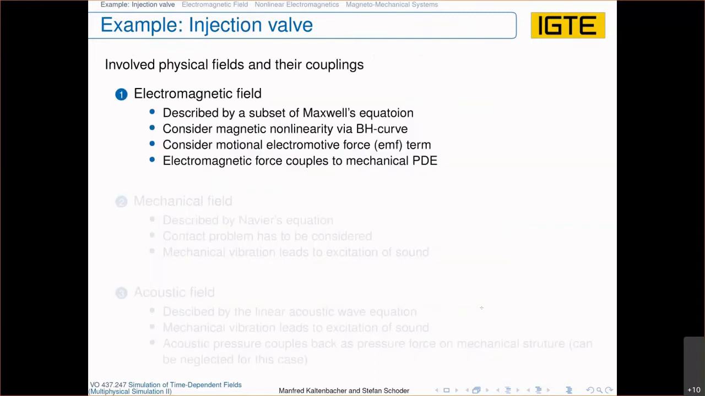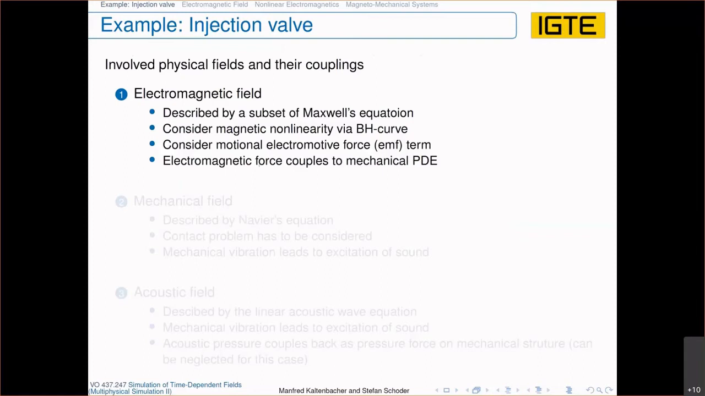So what is involved here? The electromagnetic field. It is a subset of Maxwell's equations. As I have told you, it's the eddy current case. We have to consider the nonlinearity, so the nonlinear BH curve. We have to consider the motional electromagnetic force, so the induced eddy current due to the movement, very important, because these eddy currents also generate a magnetic field acting against the primary magnetic field and make a delay.